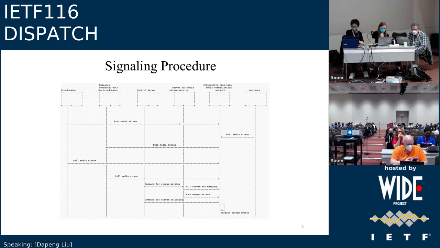The network will then set up the connection between the audience and the broadcaster. The audience's audio and video stream will be pushed to the network and merged together with the broadcaster's audio and video. Then the merged audio and video will be pushed to the network, and the network will push that merged content to all the other audience. There will be some signaling to control the different stages and to let the network understand, for example, what content will be pushed and what content will be merged together, and what signaling to send to the audience or to the broadcaster to make all those things happen.